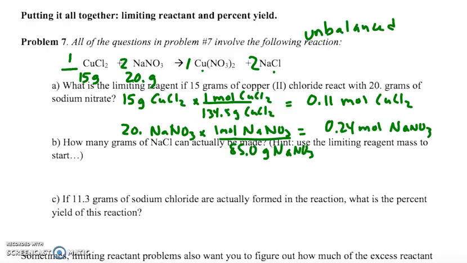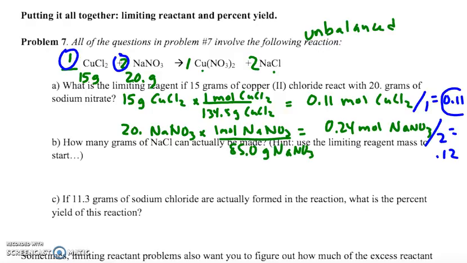Now to figure out the limiting reactant at this point, you can't stop here. You have to divide each of these mole quantities by the coefficients from the balanced equation. So dividing the copper chloride by 1, we of course are going to get 0.11. And dividing the 0.24 by the coefficient of 2, we're going to get 0.12.